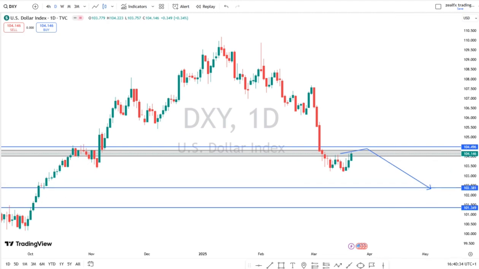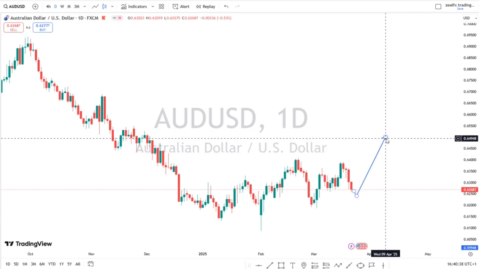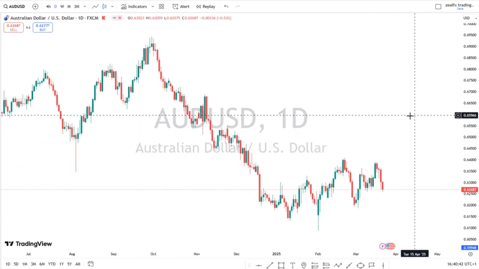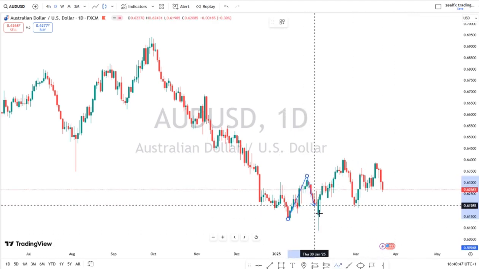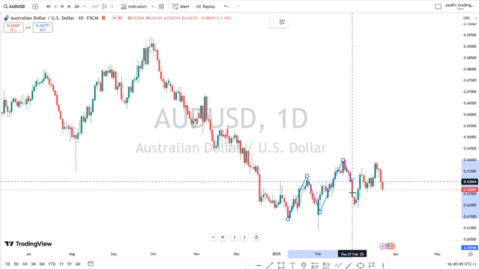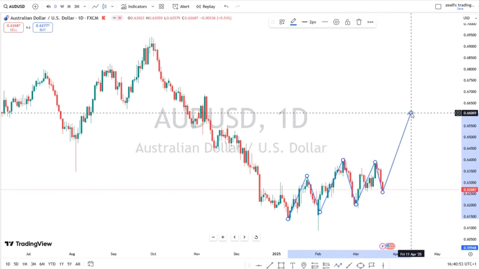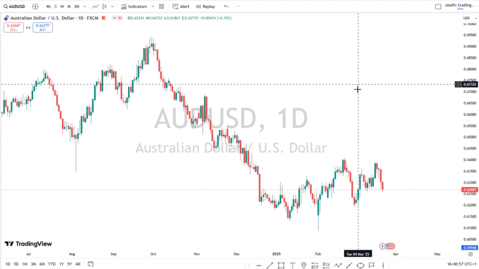So let's look at our next pair, which is the Australia USD. Australia USD on my daily chart still has an uptrend structure. So long as we have this uptrend structure on the Australia USD, we expect price to continue to push higher. So we have a series of higher lows. So long as we have this series of higher lows, we expect price to continue to push higher on the Australia USD. So let's look at our weekly chart where we expect to buy the Australia USD from.